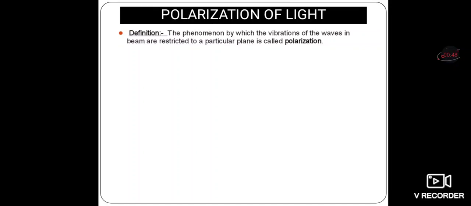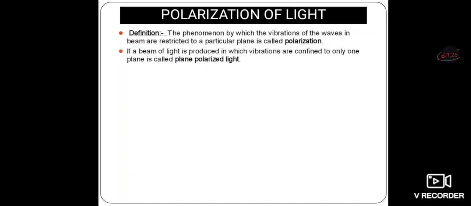Means in ordinary light you get both the vibrations, perpendicular as well as parallel, but whenever we are doing the polarization phenomenon, we are going to restrict the vibration to a particular plane. Either you can consider the perpendicular vibrations or you can consider the parallel vibrations. So if the vibration is taking place in one particular direction, that phenomenon itself we can call polarization.